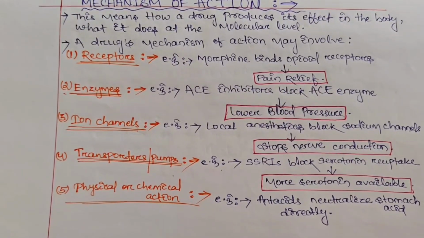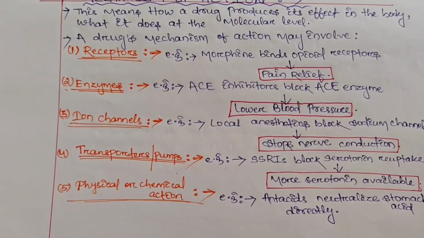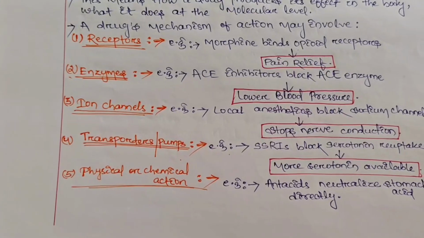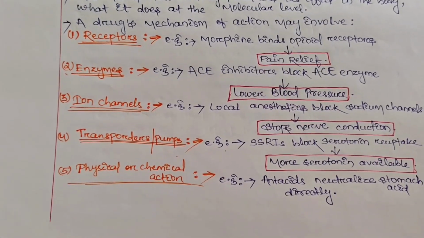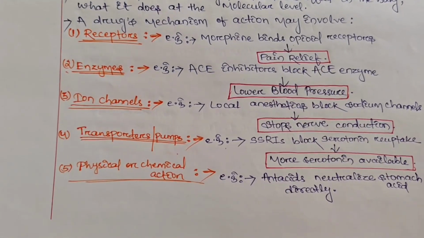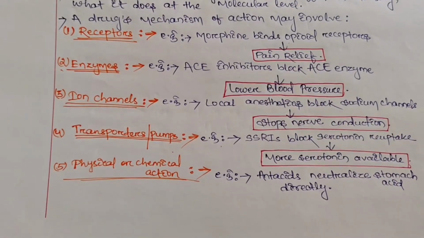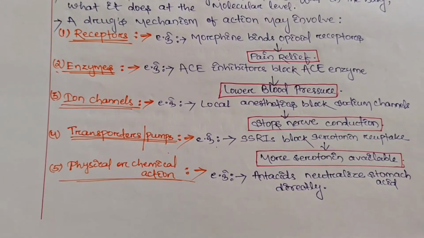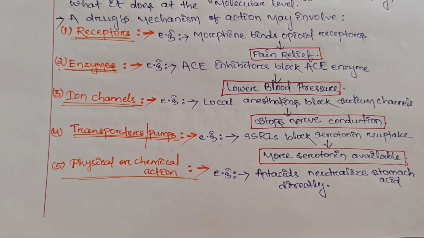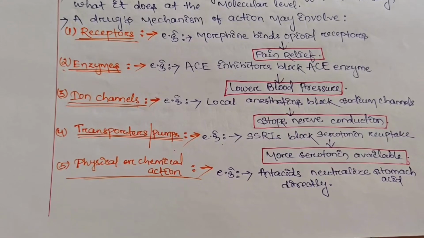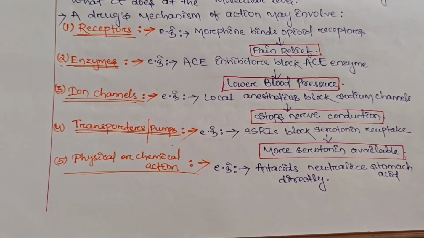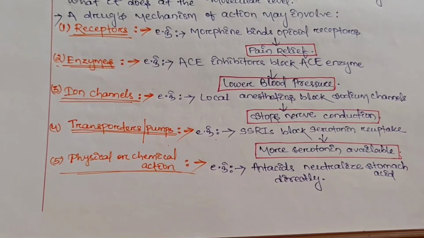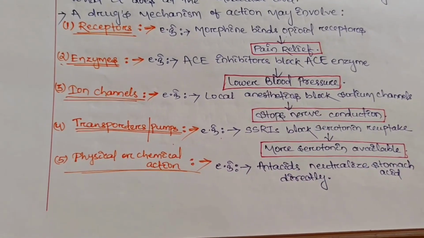First one is receptor. Example, morphine binds the opioid receptor, which leads to pain relief. For enzymes, an example is ACE inhibitors, which block the ACE enzyme, leading to lower blood pressure. Third one is ion channel. The examples are local anesthetics, which block the sodium channels, stopping nerve conduction. For transporters and pumps, an example is SSRIs, which block serotonin reuptake, leading to more serotonin being available. The last one is physical or chemical action. An example is antacids, which neutralize the stomach acid directly.